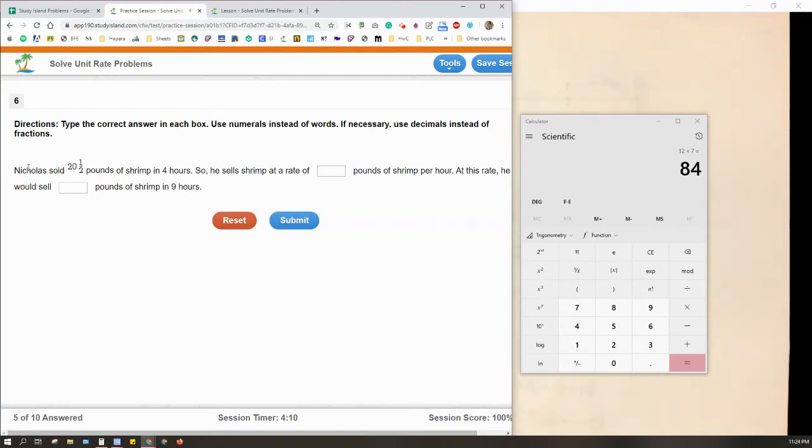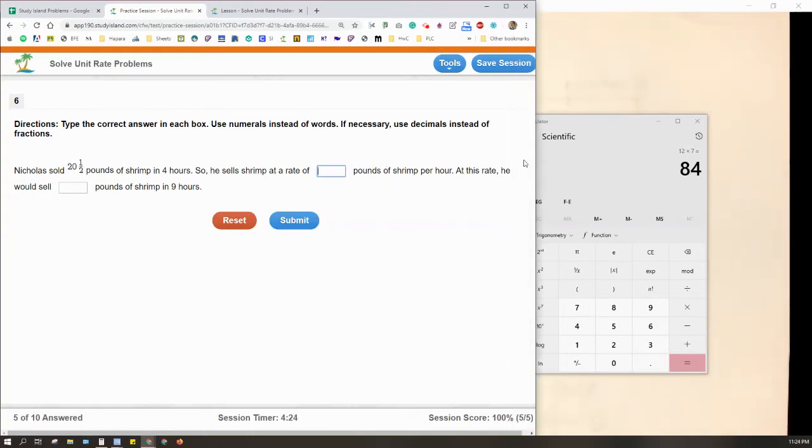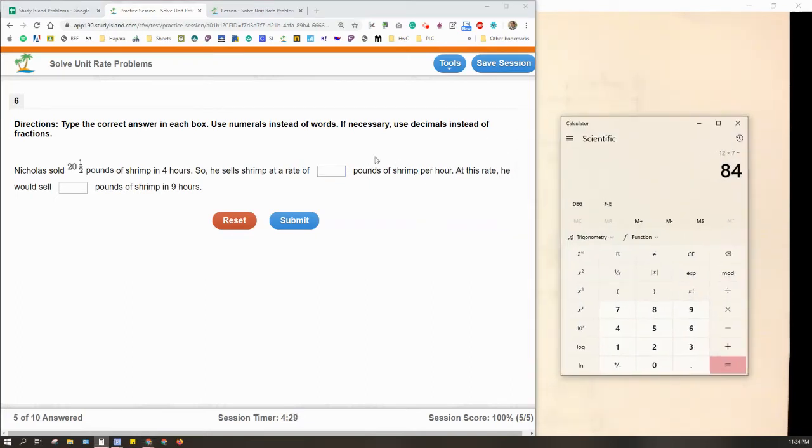Number 6. Nicholas sold 20½ pounds of shrimp in 4 hours. So he sells shrimp at a rate of blank pounds of shrimp per hour. So let's just stop right there. It wants pounds of shrimp per hour. How do we find that number? Pounds of shrimp per hour. You see that word per? That tells you how to divide to find your answer. If you want pounds of shrimp per hour, then take pounds of shrimp and divide by hours. How many pounds of shrimp? 20½. How many hours? 4. So divide.